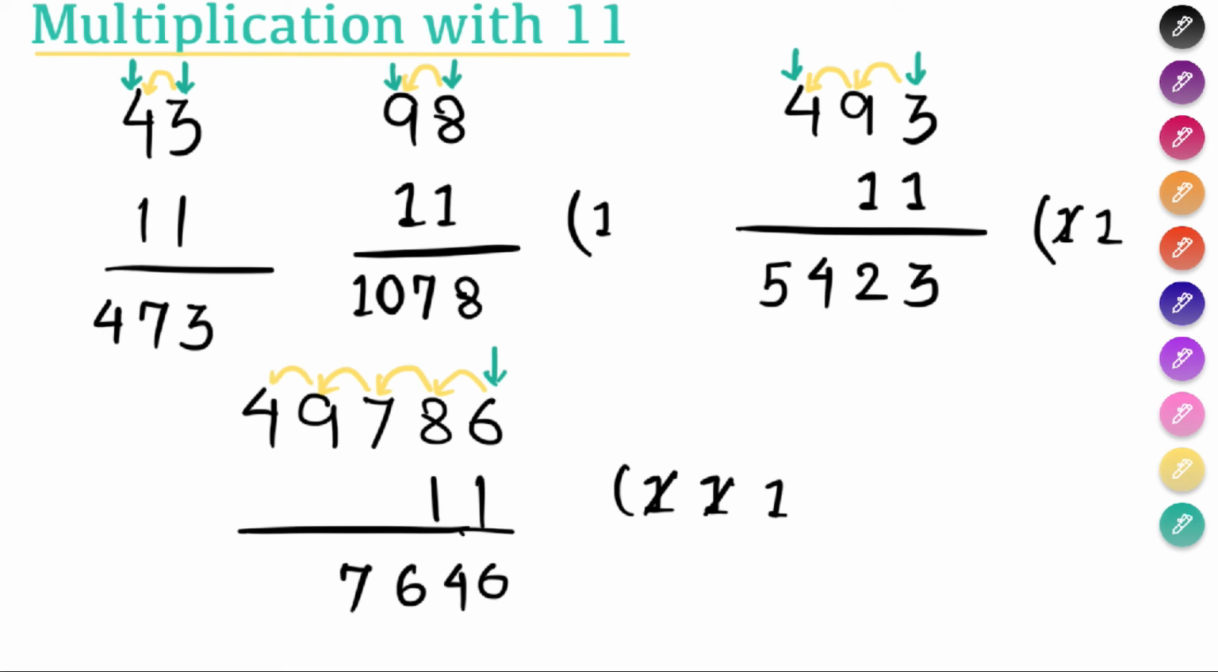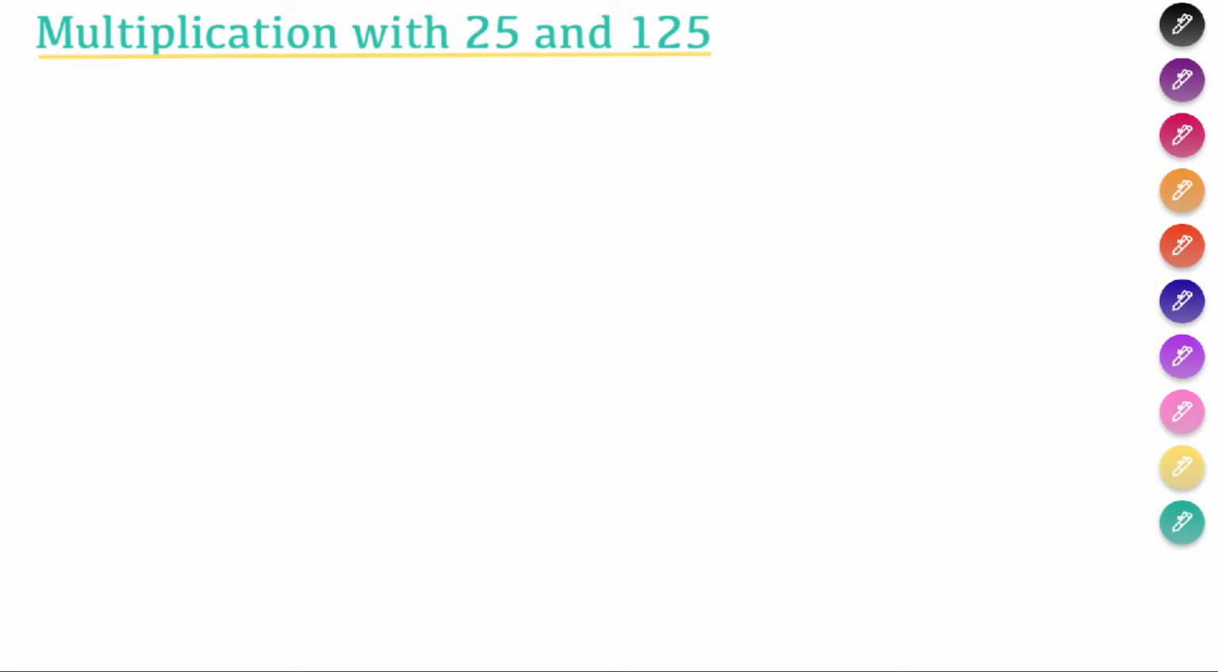Then next step, 9 plus 4 is 13, we have 1 as carryover, so 14. So we write 4 and we again have 1 as carryover. Then the final step is the leftmost digit, 4 plus 1 gives us 5 because we had 1 as carryover. This is the answer. So that was all about the multiplication with 11. Now we'll see the next method.